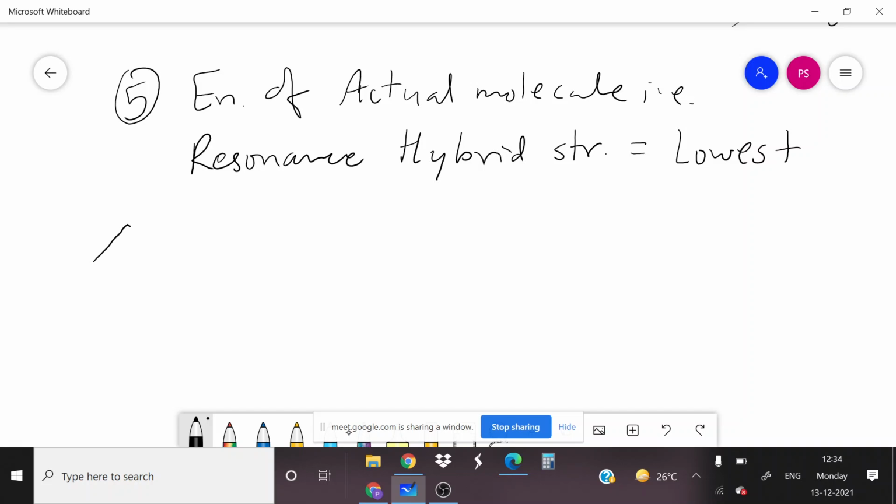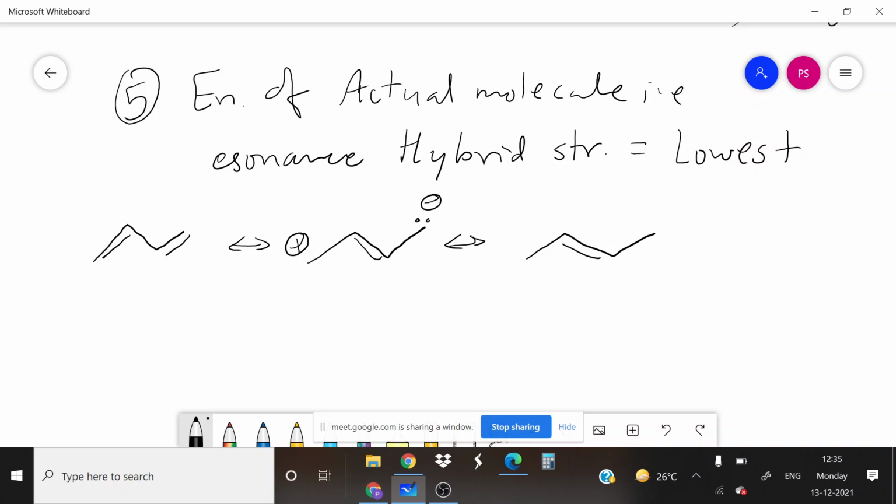Now take the example of butadiene. This is the first resonance structure. This is the second resonance structure. This is the third resonance structure. And this is the fourth resonance structure. Structure number 1, structure number 2, this is the 3rd and 4th.